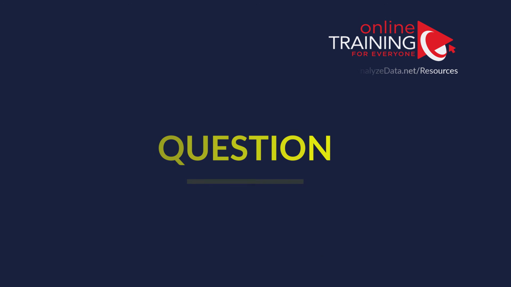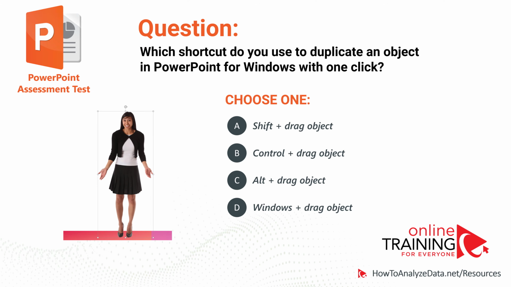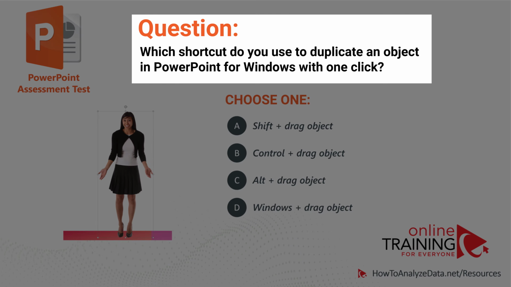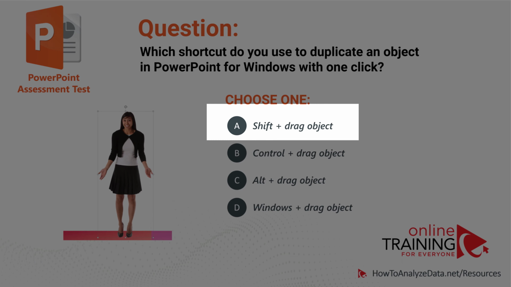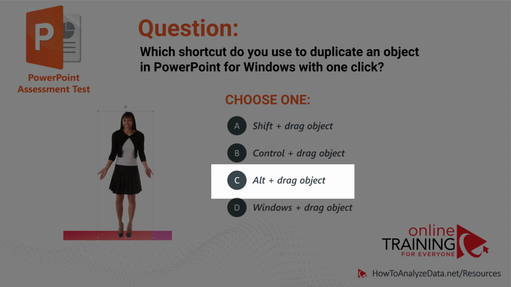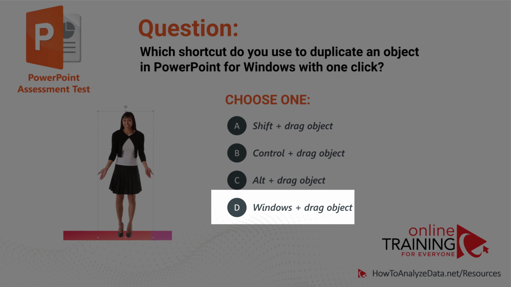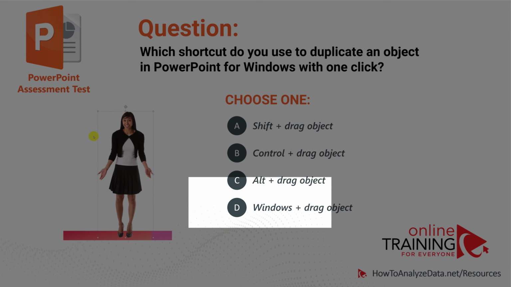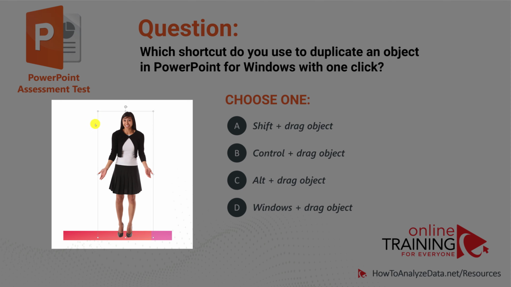Very frequently, you might get a question in the test which tests your knowledge of keyboard shortcuts. This is an example of this type of question. Which shortcut do you use to duplicate an object in PowerPoint for Windows with 1 click? And you have 4 choices: Shift plus drag object, Control plus drag object, Alt plus drag object, or Windows plus drag object. You also have a snippet of the object which is pre-selected for you, shown here on the screen. Do you think you know the answer?